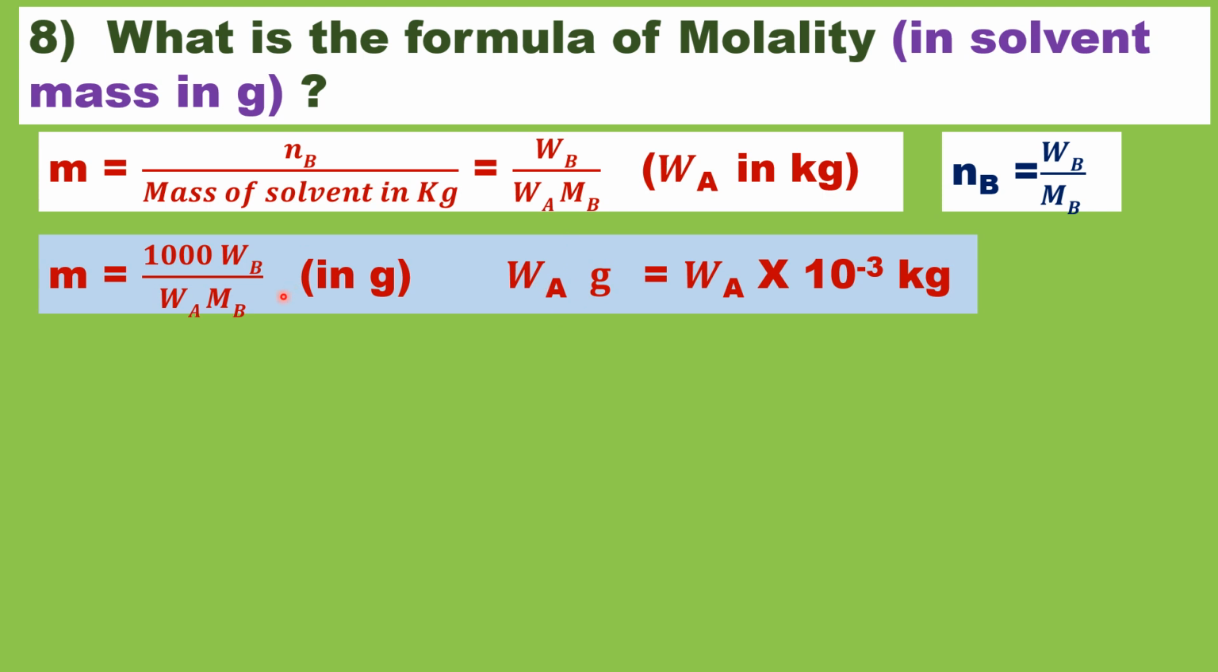Okay, so for example, WA gram equals WA into 10 power 3. How is gram converted into kg? WA into 10 power minus 3 kg. Let us put WA into 10 power minus 3. Minus 3 will go up to the numerator, that is 10 power plus 3, 1000. Therefore, M equals 1000 WB by MA MB WA. This is the molality formula when the weight of the solvent is given in grams.